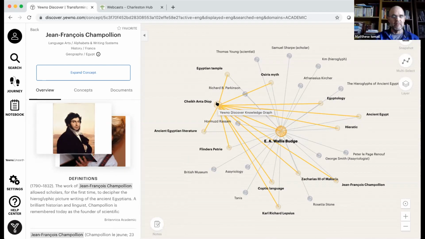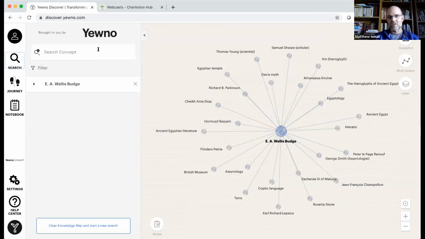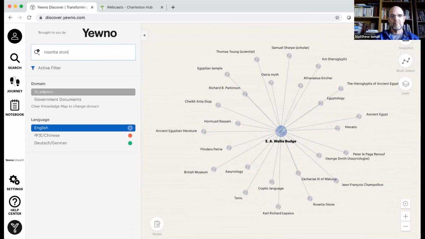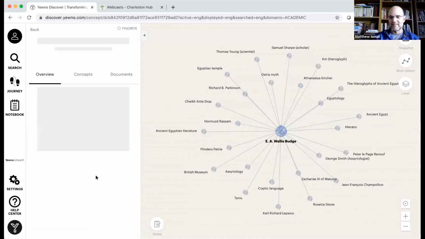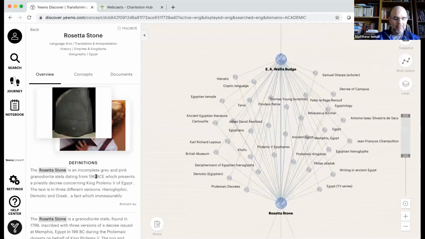Why don't we try another one, Ruth? Yep. The Rosetta Stone. So the Rosetta Stone, there it is. The Rosetta Stone was this stele that was dug up by Napoleon's soldiers in 1799 that was really important to deciphering the ancient Egyptian language because it had 3 inscriptions in different languages: one in the hieroglyphs, the familiar ancient Egyptian hieroglyphs, one in Demotic, which was sort of the day-to-day writing of the ancient Egyptian language, and then one in ancient Greek.